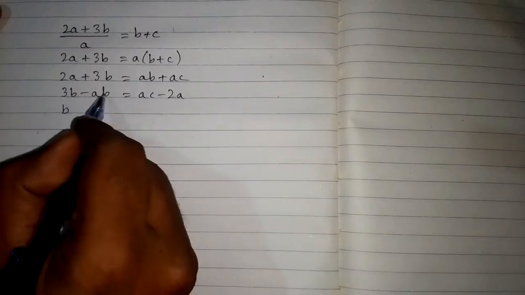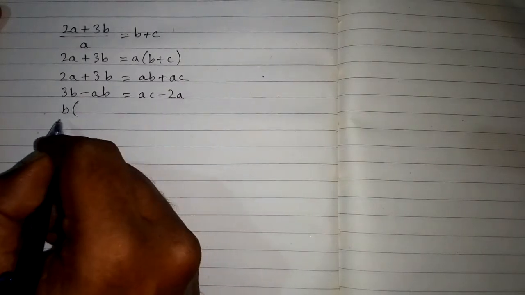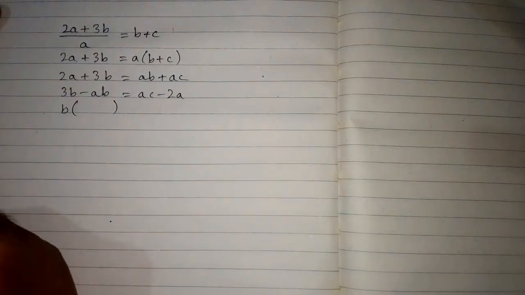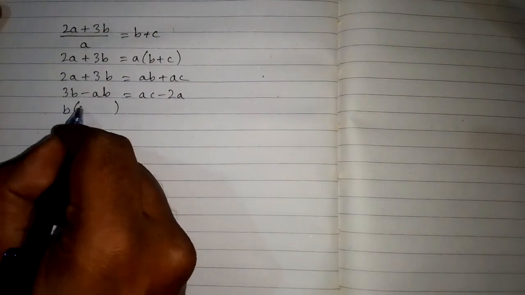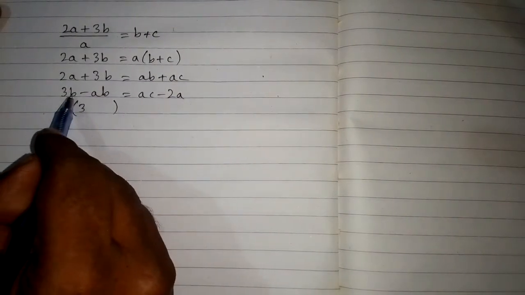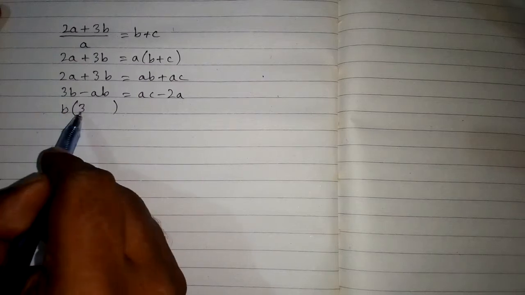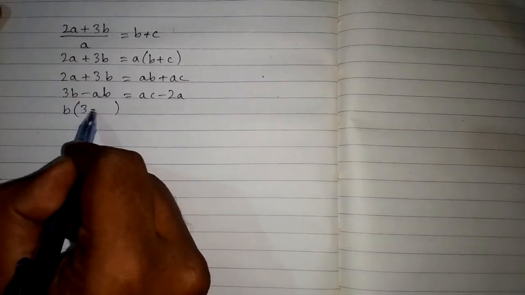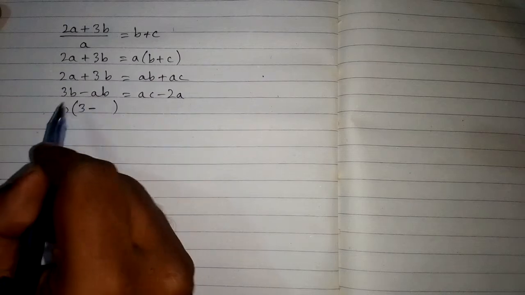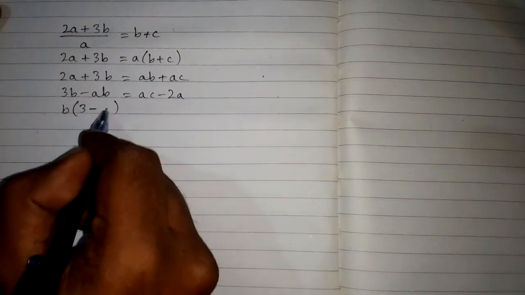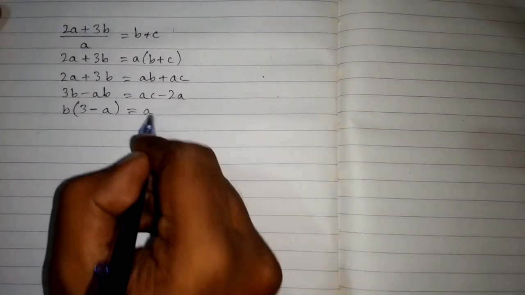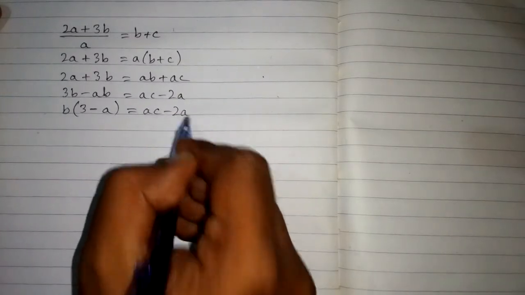Now we can take b common because b is present in both terms, and then we will write 3 in the bracket because 3b divided by b is 3, and then minus sign, and then ab divided by b is a, and on the other side we have ac minus 2a.